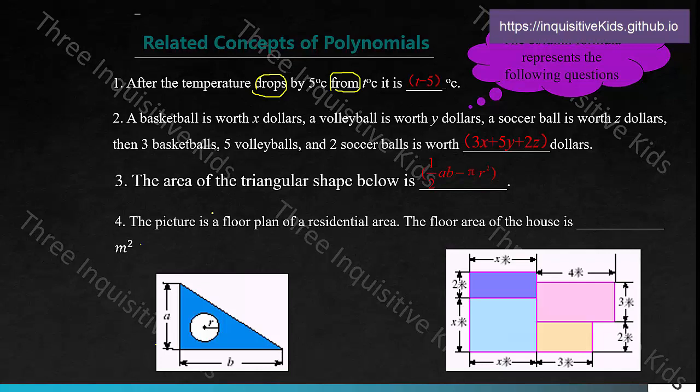4. The picture below is a floor plan of a residential area. The floor area of the house is blank meters squared. We could just add up all of these smaller areas together. That would give us x squared plus 2x plus 18 meters squared.